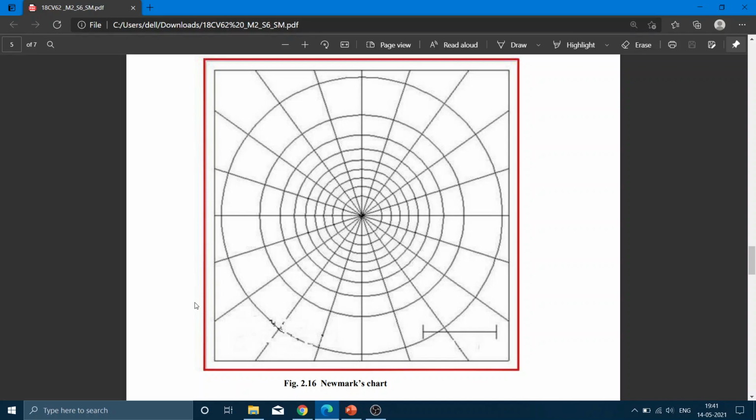The influence value for this chart will be I is equal to 1 divided by C into S. The same chart can be used for other values of the depth Z. The length AB is taken equal to the depth Z of the given problem, and to that scale the loaded diagram is plotted on a tracing sheet to be superimposed later on the Newmark chart to obtain the vertical stress at the desired point.